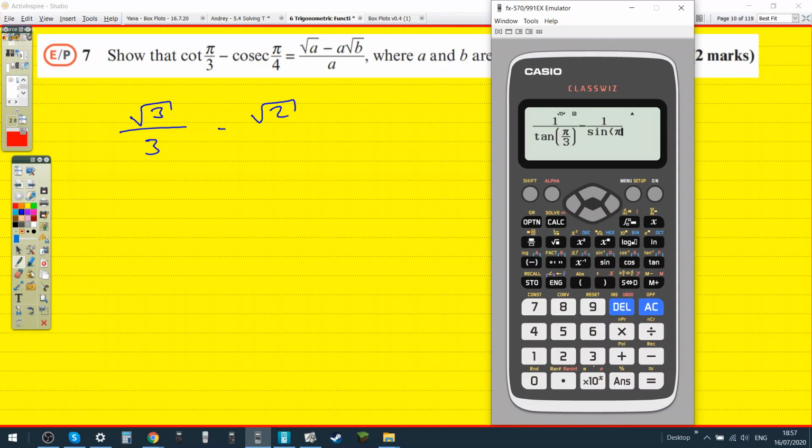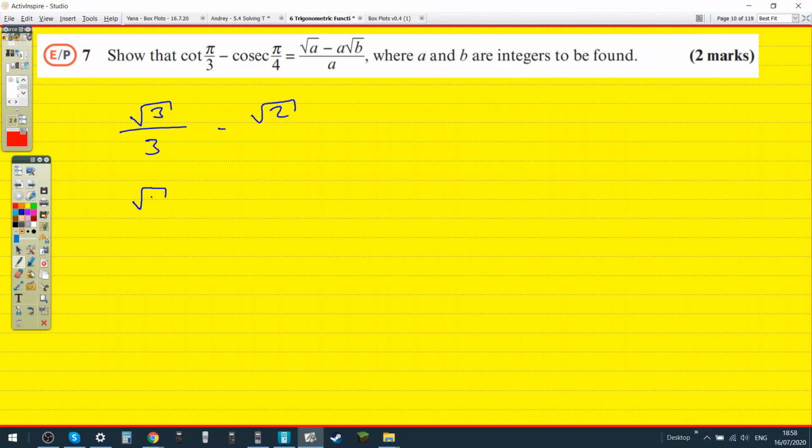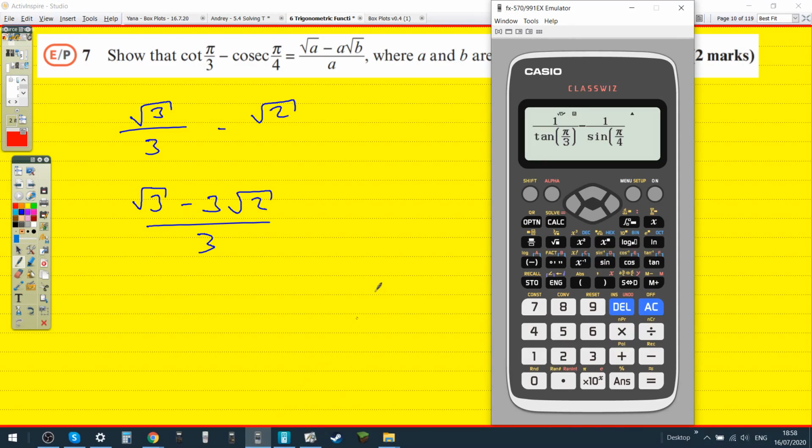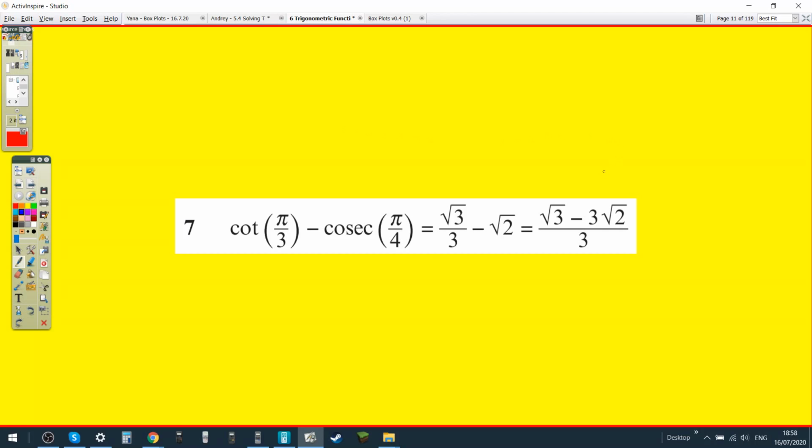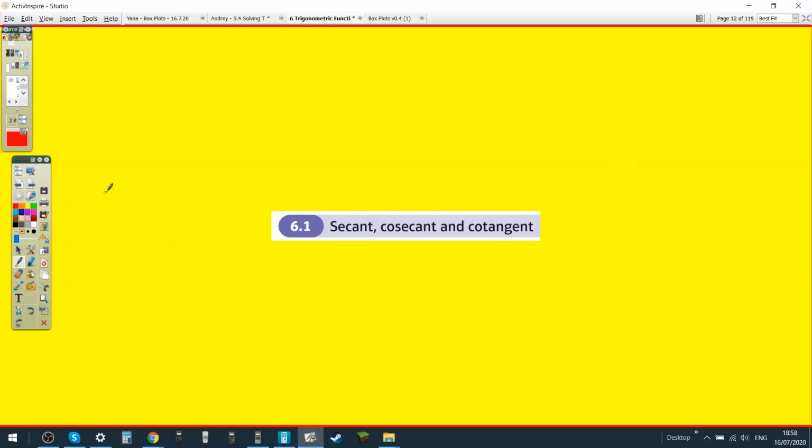Yeah, it gave me all the answers. Root 3 minus 3 root 2 over 3. I'm just going to put the whole thing in one go, and I get the same thing. Root 3 minus 3 root 2 over 3. Great. It's that stuff. Secant, cosecant, cotangent.